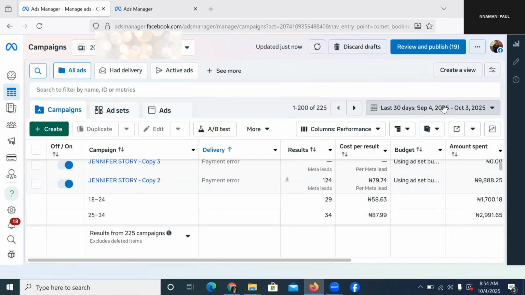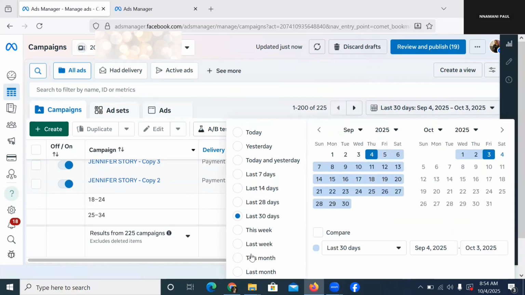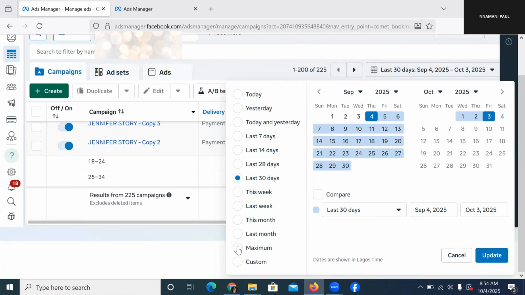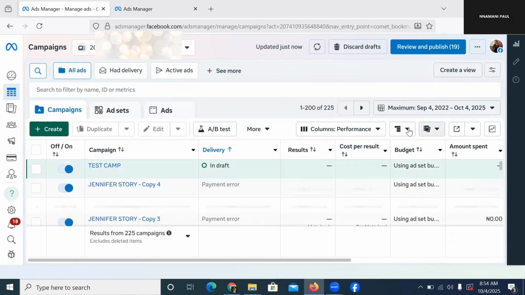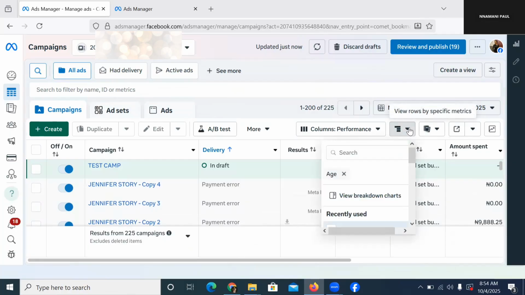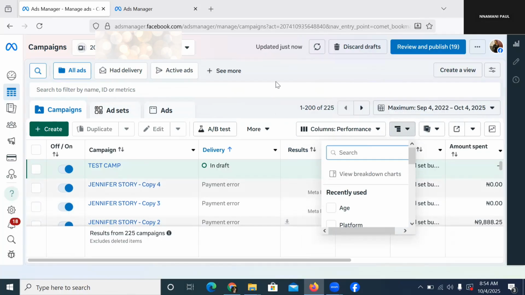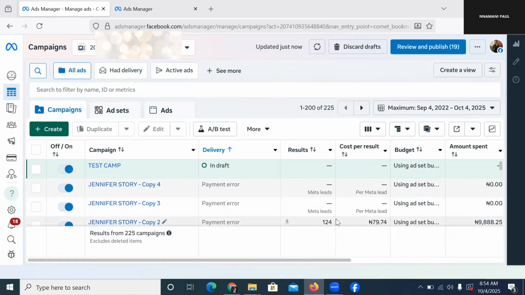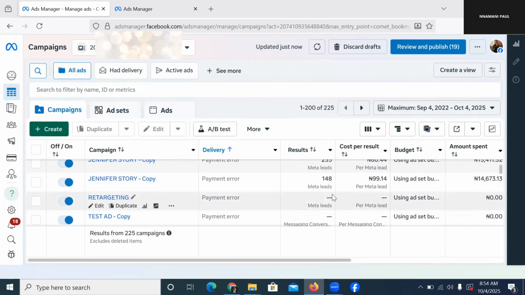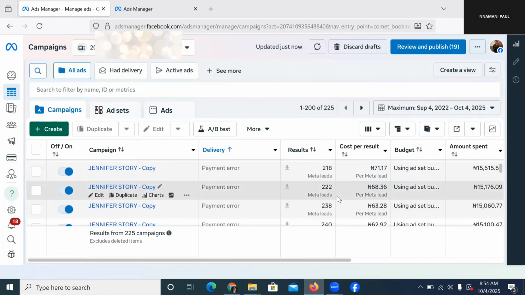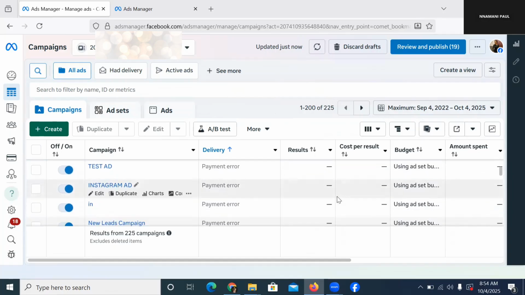So let me change this to maximum so that we can check the entire results together. Now when I change this to maximum, I'm going to remove this right away. When I change it to maximum, you're going to see that this advert has given me 100 and something leads, but that's not the one I'm looking for. I want to analyze the one that has bigger results.